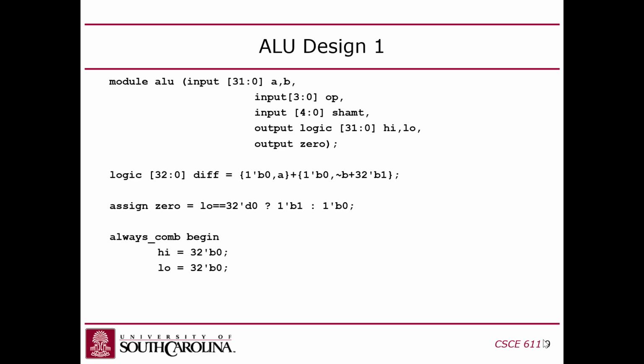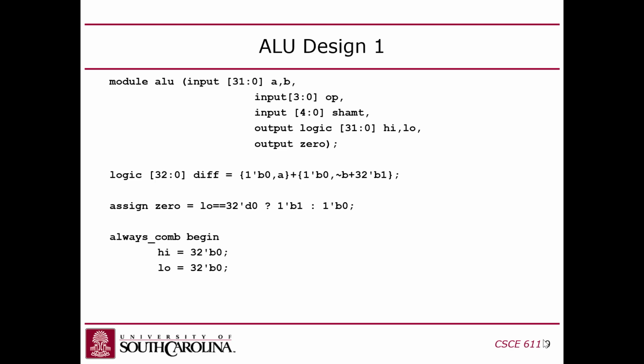I don't know if this is the best way. I wrote this myself. I don't know if this is the best way to go about this, to preserve the carryout from a subtraction, right? Okay, and then the 0 flag is set with an assign statement and a ternary operator. That's pretty straightforward. Then we have an always comb block.